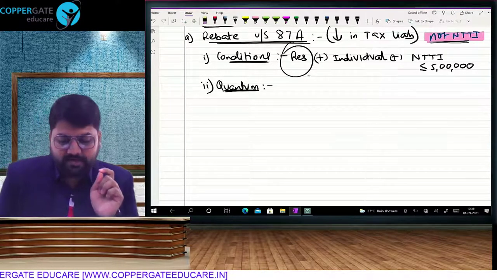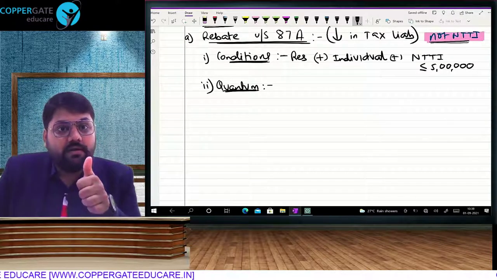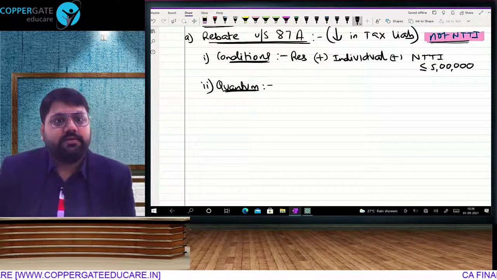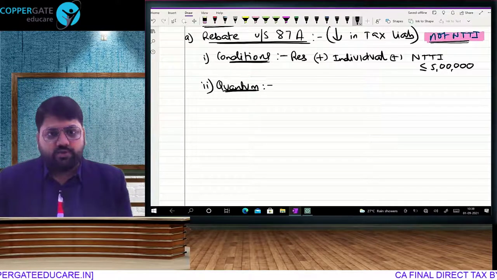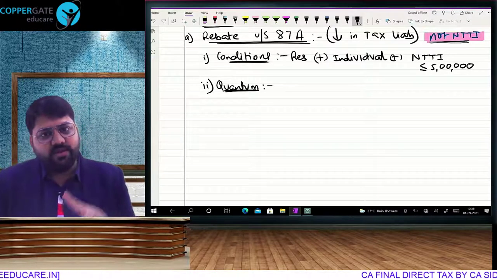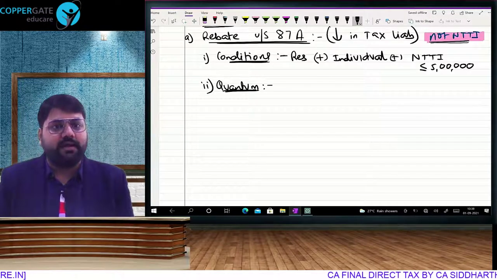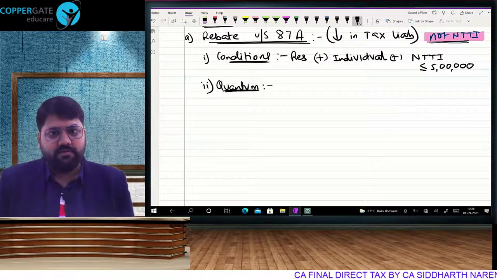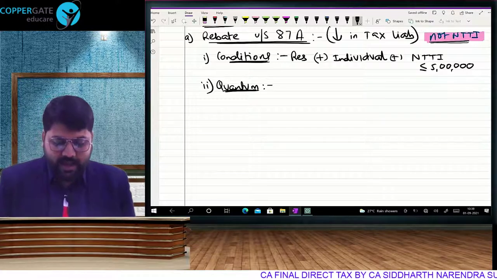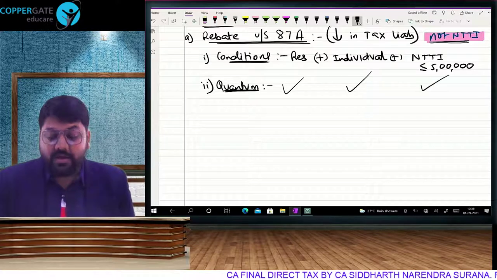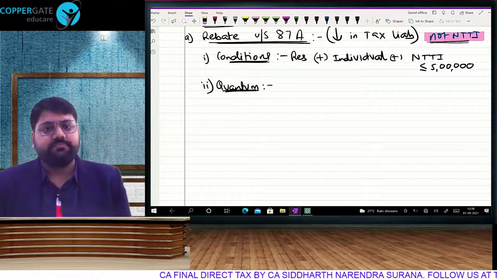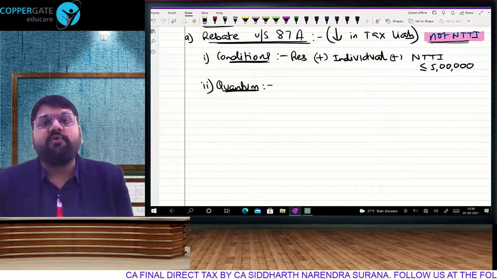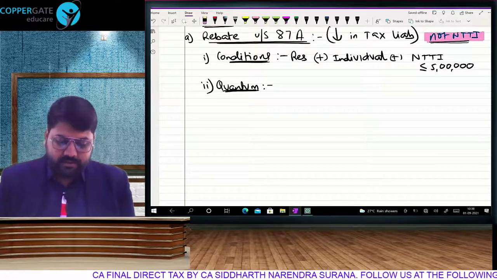Will assessee get rebate at exact 5 lakh? Yes. Resident, individual, income up to 5 lakh. So, if I am a resident, I am an individual and my income is rupees 4 lakh, am I eligible for rebate? I'll repeat my data. I am a resident. I am an individual. Income, not tax. Income is 4 lakh. Am I eligible? Yes.